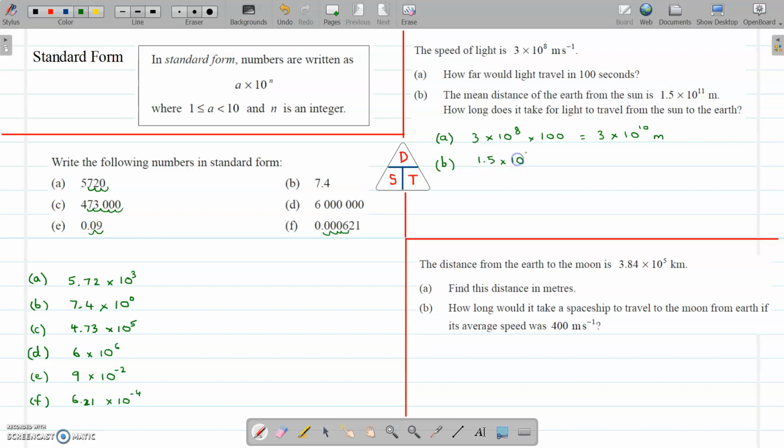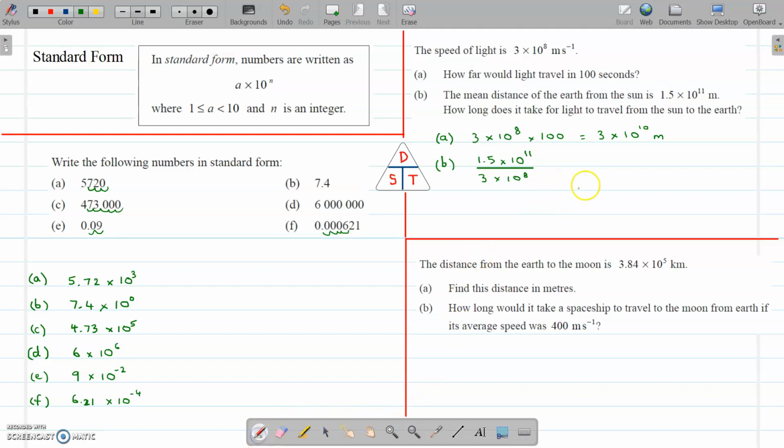Okay, divide that by the speed, which is 3 times 10 to the power of 8. Now you need to be careful that you're in the right units, and we are in this case because they are in meters per second and meters. So the answer we get is going to be in seconds.